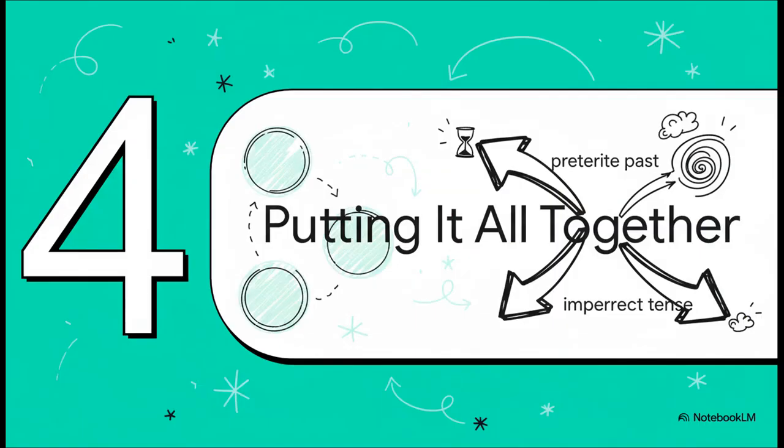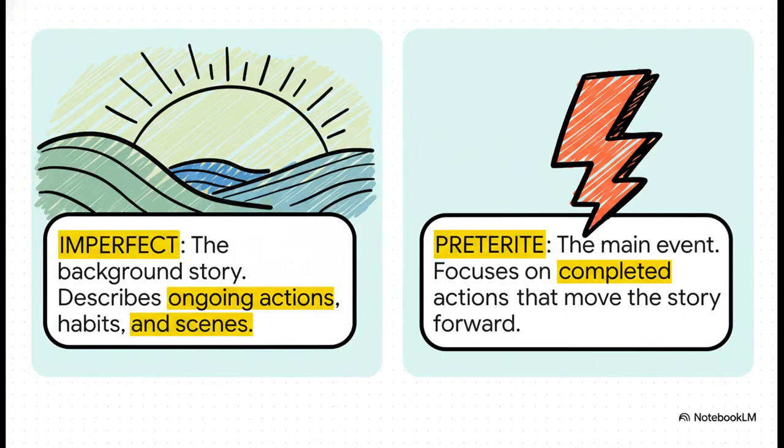Okay, so we've got our three functions: describing, talking about habits, and describing ongoing actions. But how does this all fit together with that other past tense, the preterite? Because nailing this difference is when you really start to sound fluent. Think of it like this. The imperfect is the background story. It's the setting, the mood music, the stuff that was going on. The preterite, that's the main event. It's the action that happened, finished, and pushed the story forward. The imperfect is the stage. The preterite is the actor delivering the killer line. Getting this right changes everything.